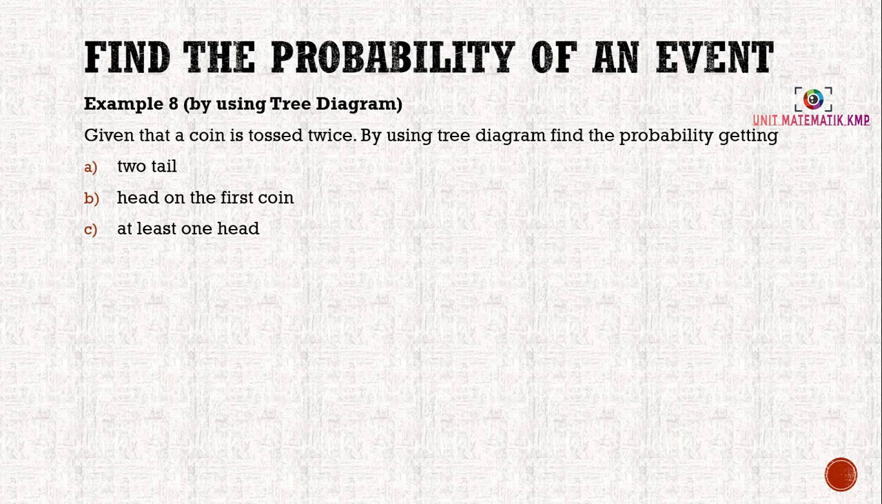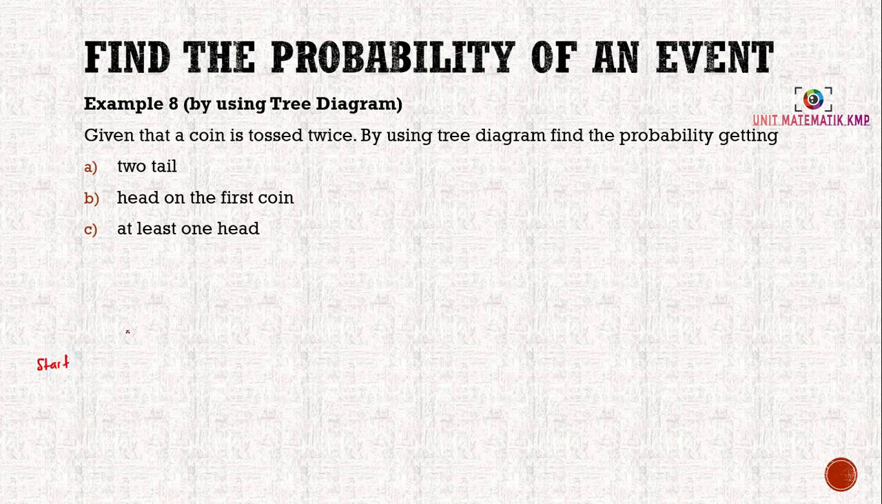Okay, example 8. By using the tree diagram, given that a coin is tossed twice, so dia bagi kita shilling and kita kena toss 2 kali. So by using a tree diagram, find the probability of getting 2 tails. So before we find the probability, we need to do the tree diagram. So we start our tree diagram.